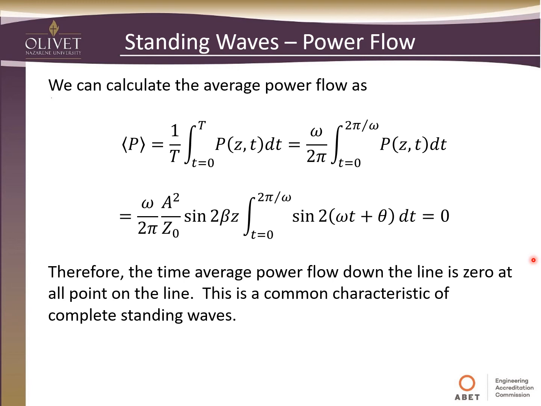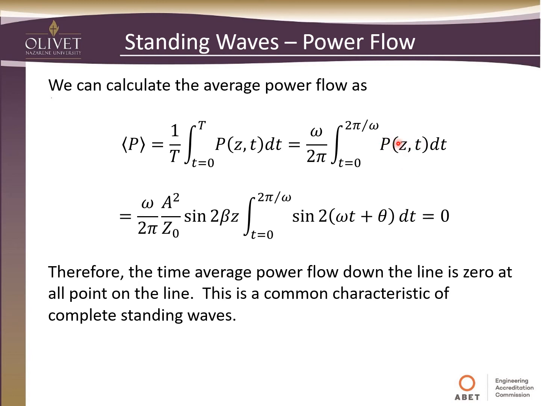So from that, we can calculate the average power flow for a standing wave. And to do that, the standard equation is just to integrate the power function over one period. In this case, our period is 2 pi over omega. So if we flip that over to get 1 over T, it's omega over 2 pi. And the same thing, 2 pi over omega is our limits of integration. So that's what we'll integrate our power function for.